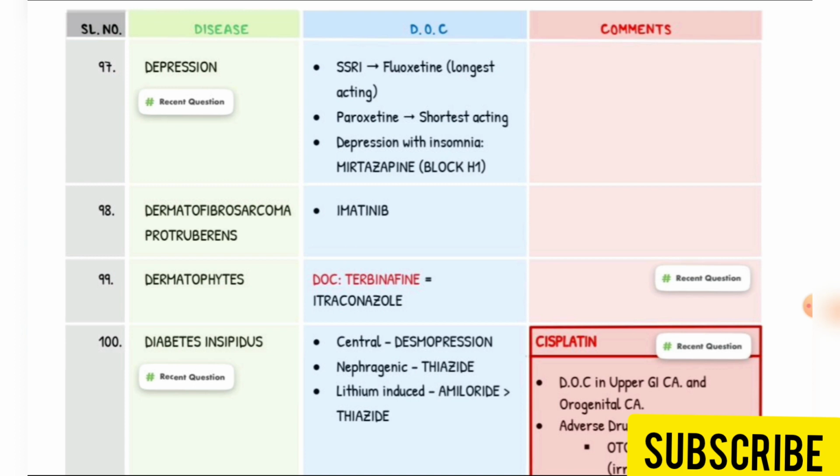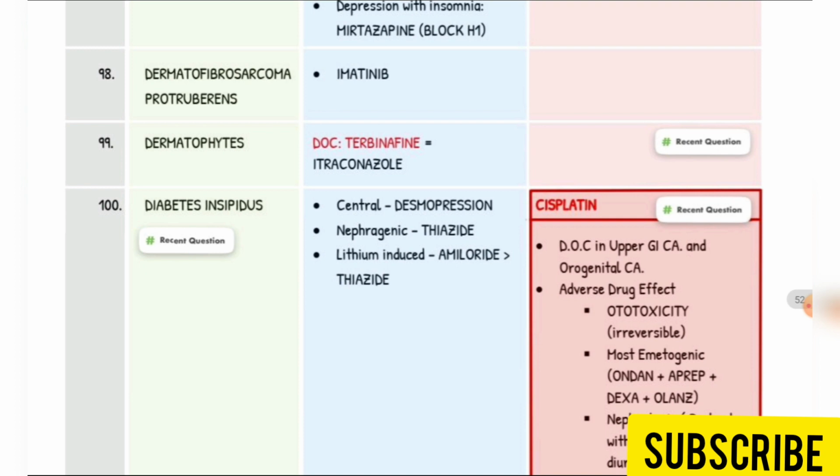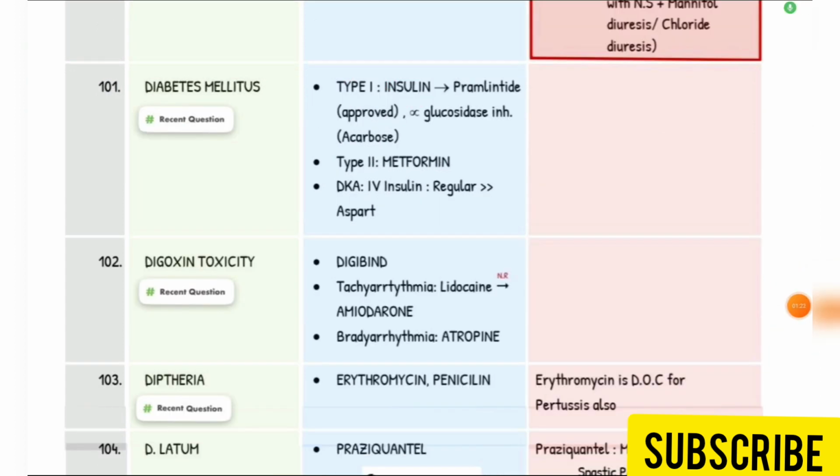Cisplatin is the drug of choice in upper GI CA and orogenital CA. Adverse drug effect: ototoxicity, irreversible. Most emetogenic: ondansetron plus dexamethasone plus olanzapine. Nephrotoxic: preload with NS plus mannitol diuresis, chloride diuresis. In diabetes mellitus type 1: insulin, pramlintide, alpha glucosidase inhibitors, acarbose. Type 2: metformin. DKA: IV insulin, regular, and then aspart.